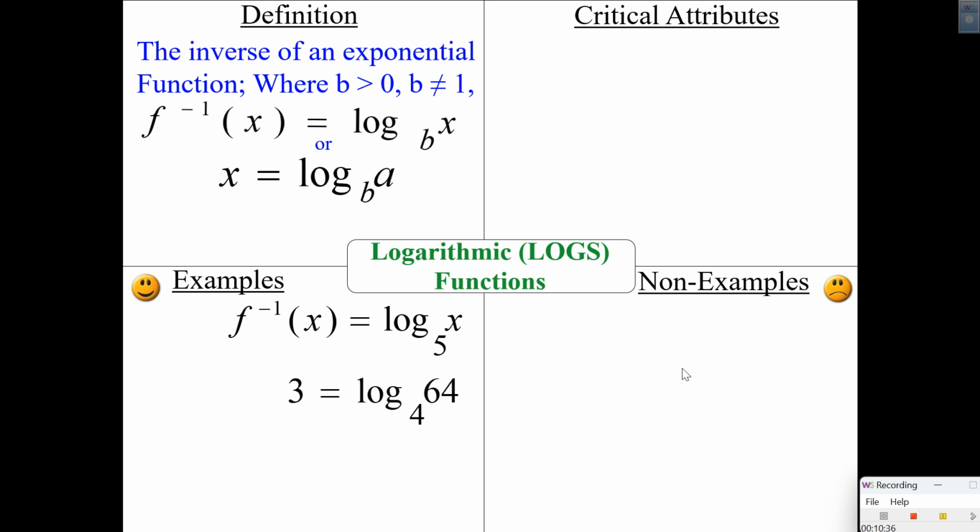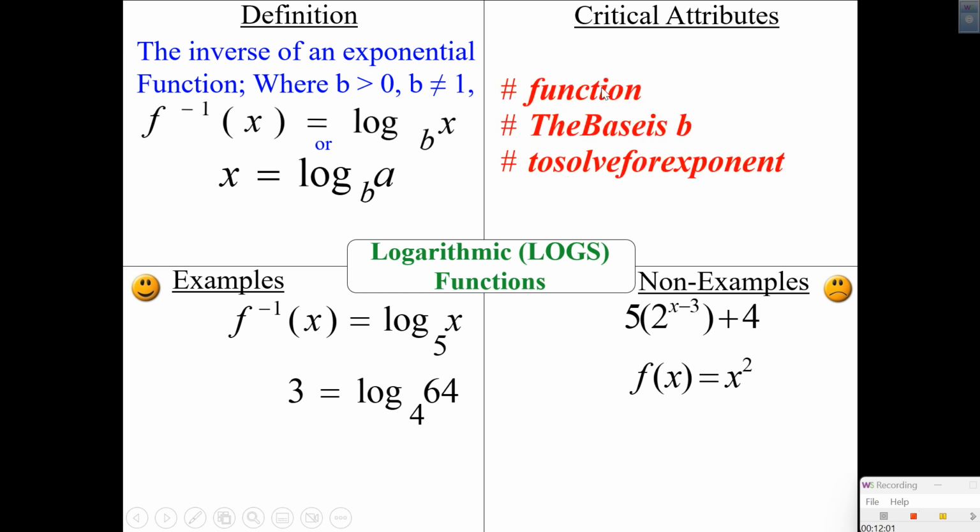Look up. Tell your neighbor why those are not logarithmic functions. Ivan, why are those not logarithmic functions? They don't have a log. And the first one's not a function because it doesn't have an equal sign. So our first hashtag has to be function. Keep in mind that the base we're going to be looking at in regards to the definition is base b, and we're going to be solving for exponents.